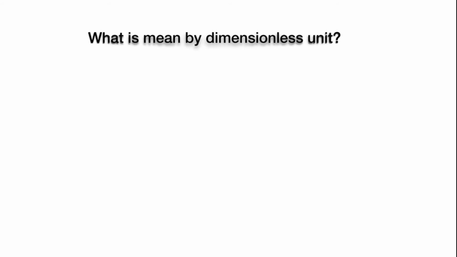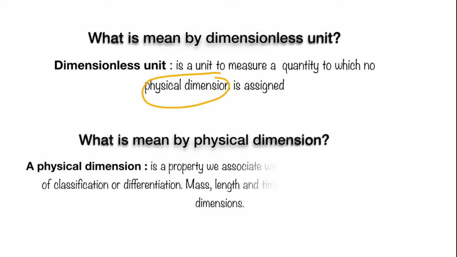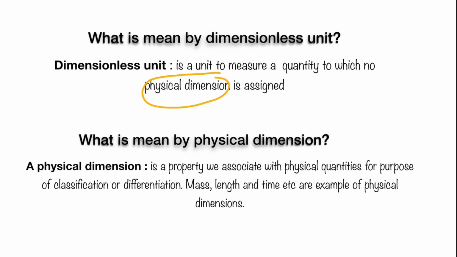What is meant by dimensionless units? A dimensionless unit is a unit to measure a quantity to which no physical dimension is assigned. What is meant by physical dimensions? A physical dimension is a property we associate with physical quantities for the purpose of classification and differentiation. Mass, length, time, etc. are examples of physical dimensions.